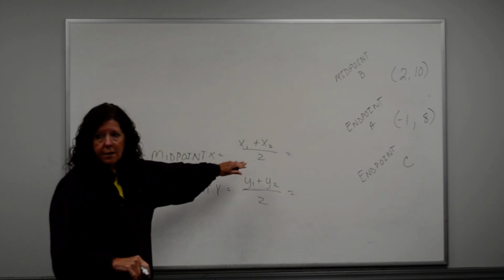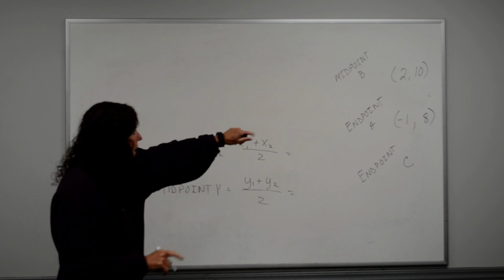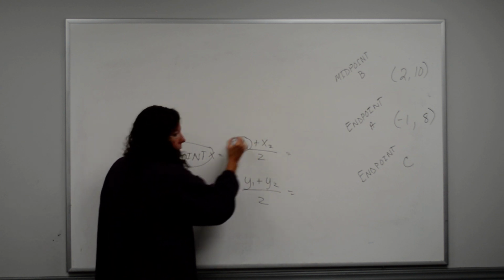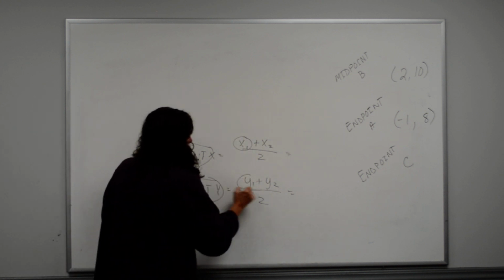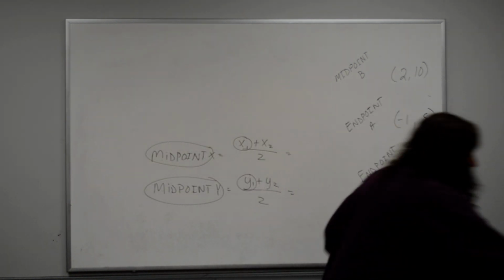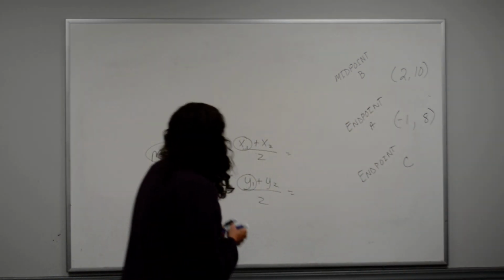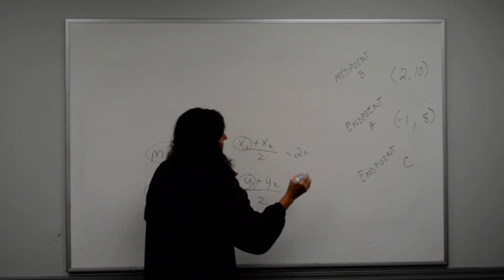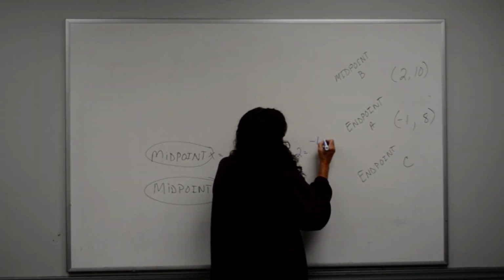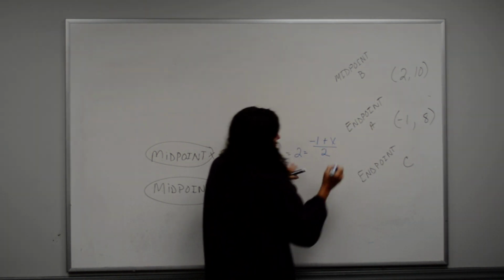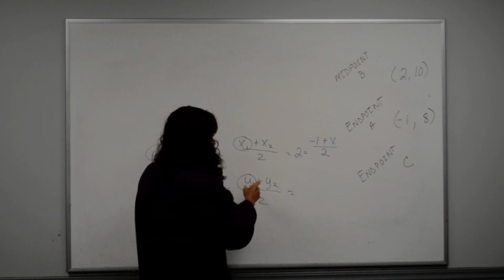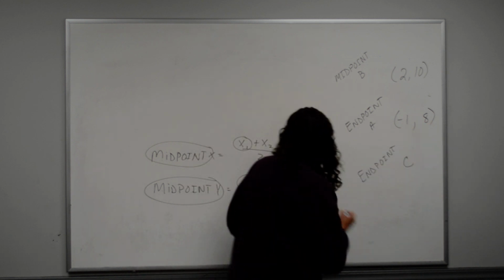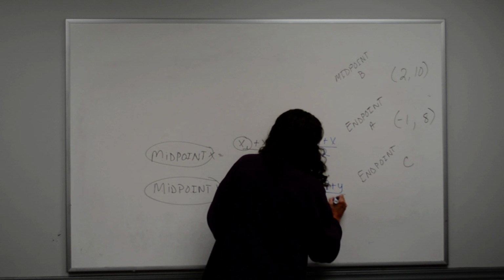You have to use this to be able to solve this. So what you have here, rather than having both of these, you're going to have this and one of those, this and one of those. So if I plug in here, I've got the midpoint x is 2, so 2 is equal to, and then I have one endpoint, so negative 1 plus x over 2, and then I have to solve that. Down here, I've got the midpoint y, which is 10. I have one of the y's, which is 8, so I have 8 plus y over 2.